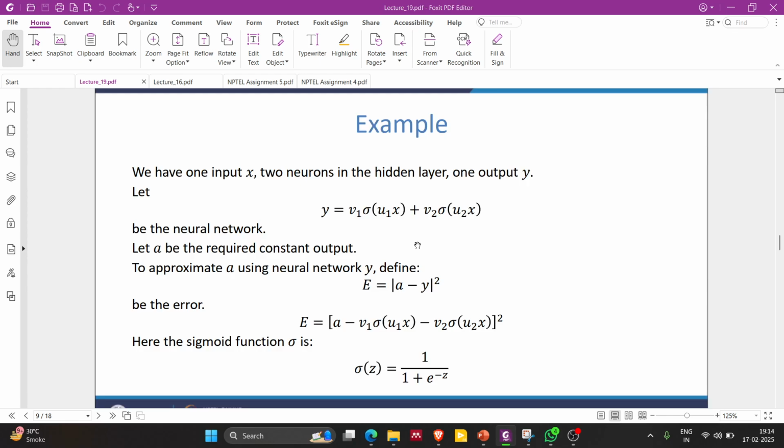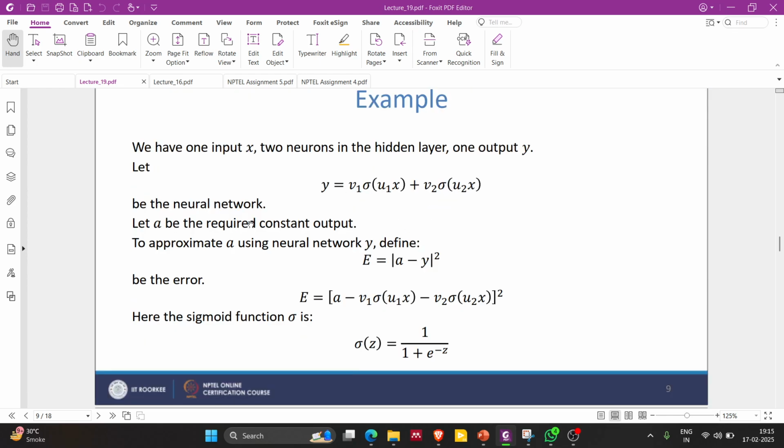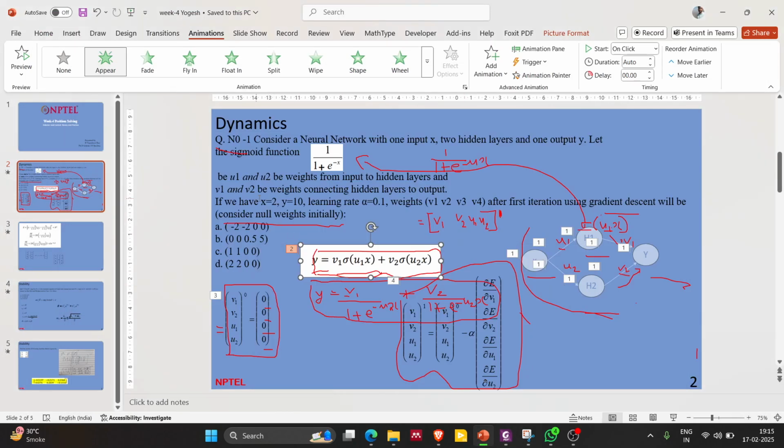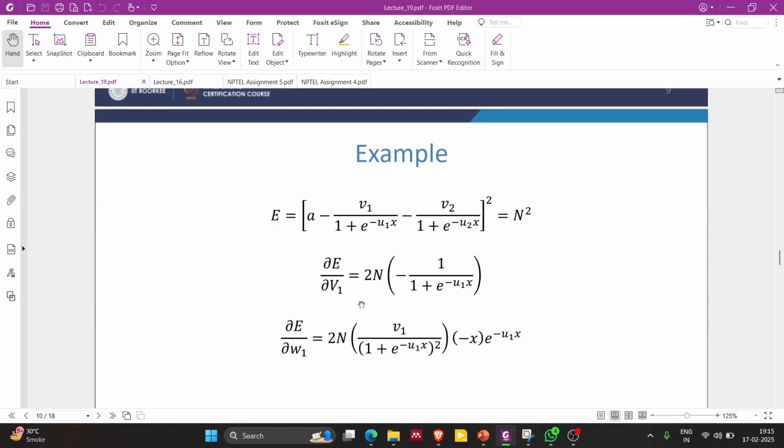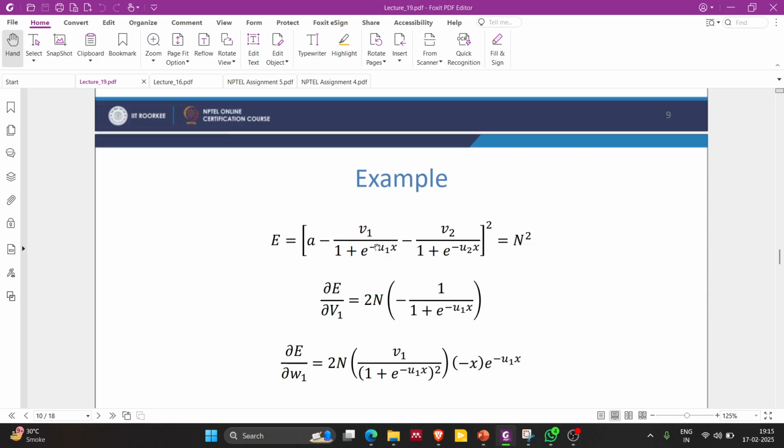Here A is the required constant, and y you already know. A is basically 10. A is basically y, so this is your A, the desired value. To approximate A using the neural network, you need to replace y with this whole term, and they have replaced it here. After replacing it, you will get something like this.